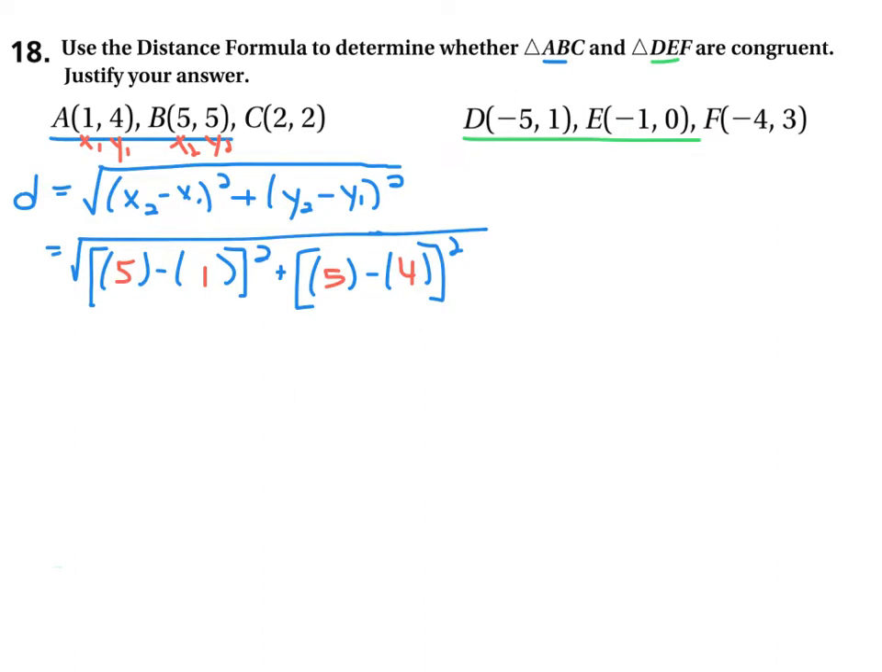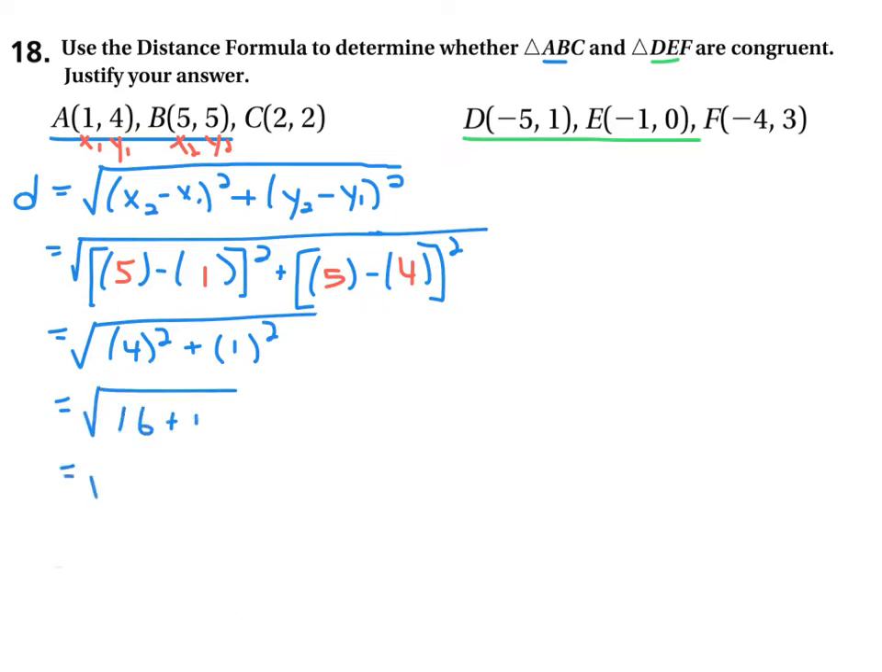What we get when we calculate this out is the square root of 5 minus 1 is 4, so 4 squared, plus 5 minus 4 is 1 squared. That equals the square root of 16 plus 1, or the square root of 17. Since there's no way to simplify that, we'll just say the distance from A to B is root 17.